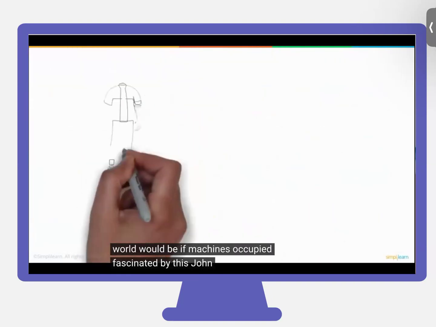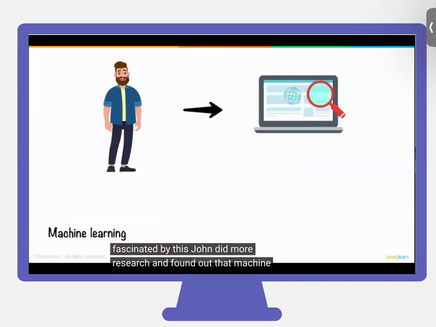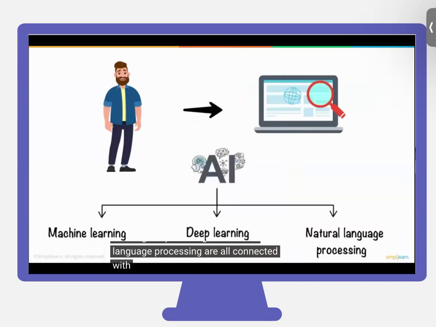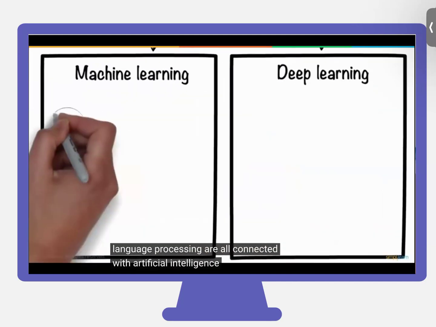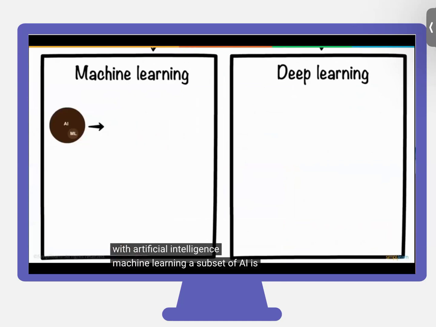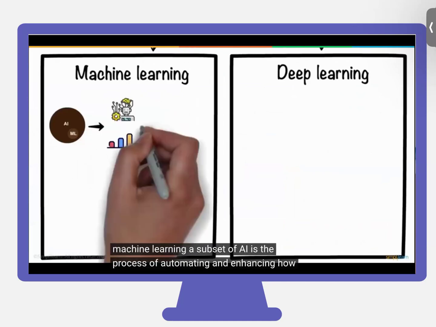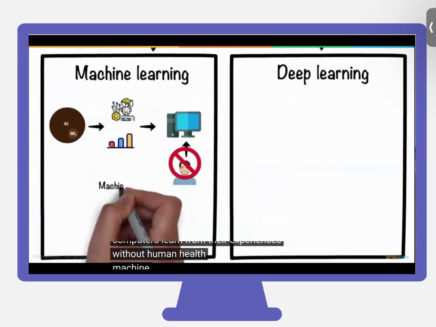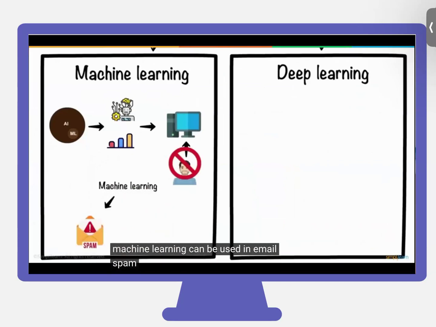Fascinated by this, John did more research and found out that machine learning, deep learning, and natural language processing are all connected with artificial intelligence. Machine learning, a subset of AI, is the process of automating and enhancing how computers learn from their experiences without human help. Machine learning can be used in email spam detection, medical diagnosis, etc.